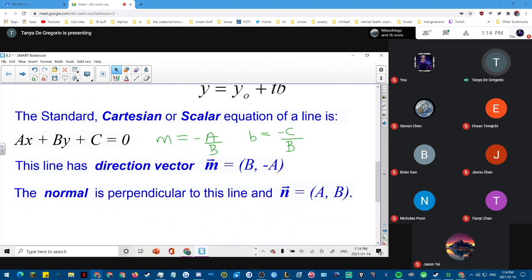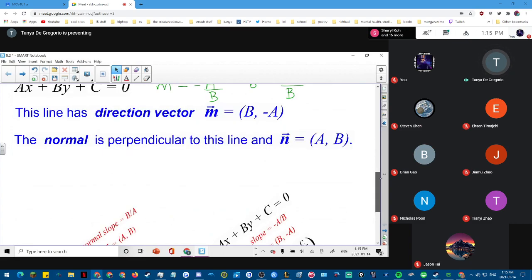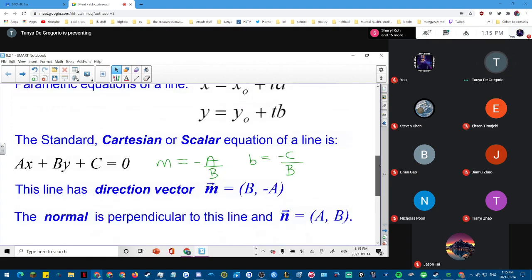Are there any questions? Okay. And so here we see two lines that are perpendicular, meaning that they cross at 90 degrees. Okay, so if you have ax plus by plus c, that's standard form. In y equals mx plus b, you know it's negative a over b times x minus c over b, which is how we get those expressions from above, which is how we know what m and b equal.